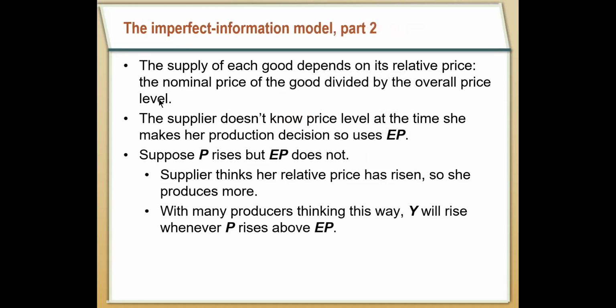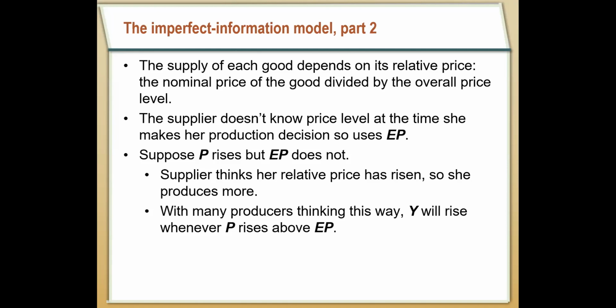And so the supply of every good is going to depend specifically on that good's relative price, the nominal price of the good divided by the overall price level. And so if the overall price level is really, really high, chances are the relative price of the good is going to be fairly low. It's cheap compared to all of the other goods in the economy. But the supplier doesn't know the overall price level when they make their production decision. So they have to form some kind of expectation for what the price level is going to be.